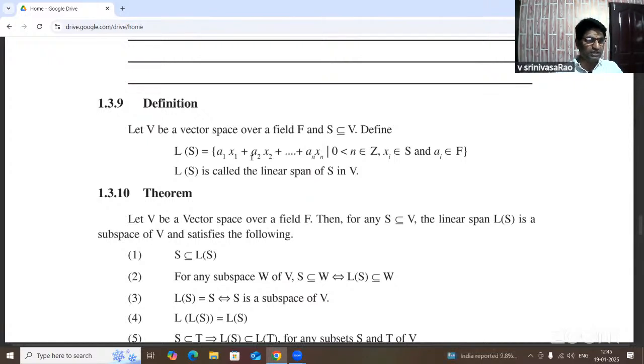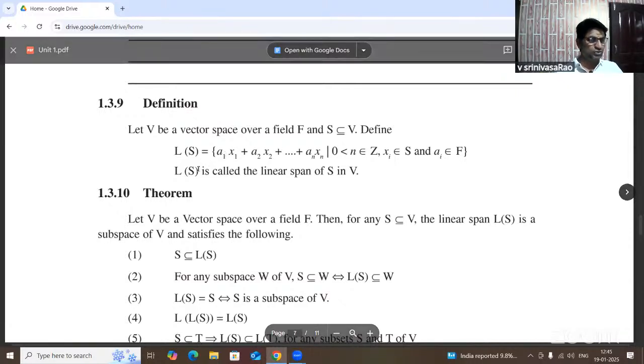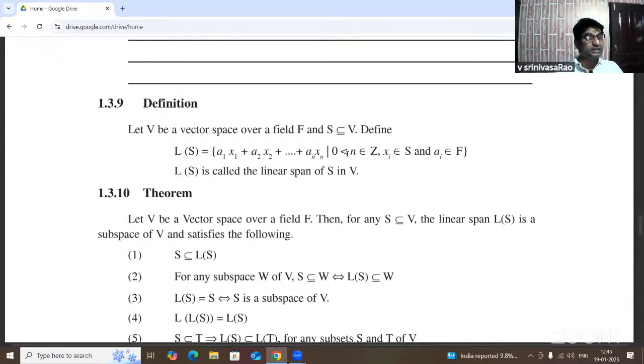So the sum of all the scalar multiplications of the elements, written as the sum of scalar multiplications, is the linearity part, and that is called a linear span. Here n is an integer, and that integer must be greater than 0. The xi elements, where i varies from 1 to n, are the 1 to n representations.